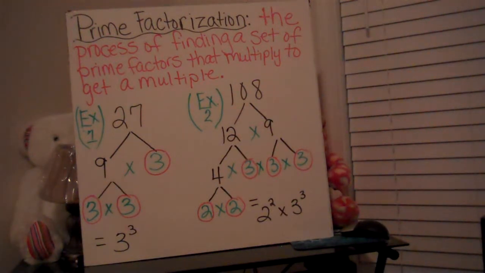Finding the prime factorization of numbers is the process of finding a set of prime factors that multiply to get a multiple. In the two examples listed on the board, 27 and 108, I used a process called the factor tree to find the prime factorization of 27 and 108.